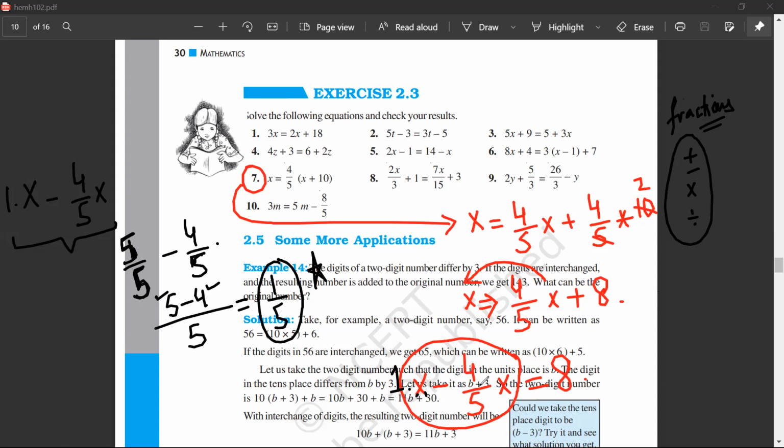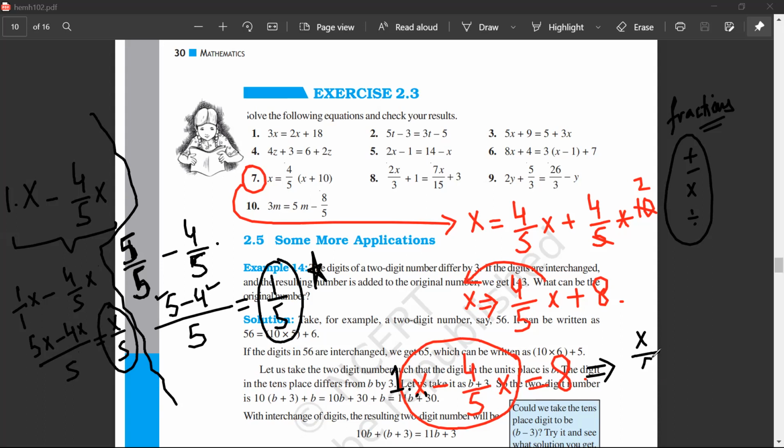So 1x minus 4 by 5x would be, so similarly, I can write this as 1 by 1x minus 4 by 5x. This is my LCM 5. This would be 5x minus 4x is equal to x by 5. Sarthak, have you understood what I'm saying? Yes, sir. So the answer would be x by 5. So here I can write this as x by 5 is equal to 8. Sarthak, have you understood?